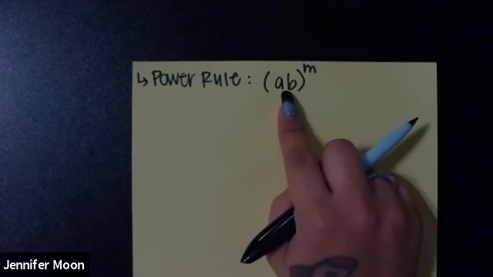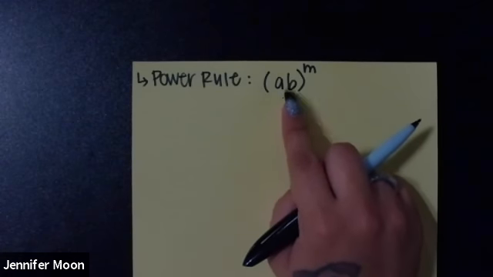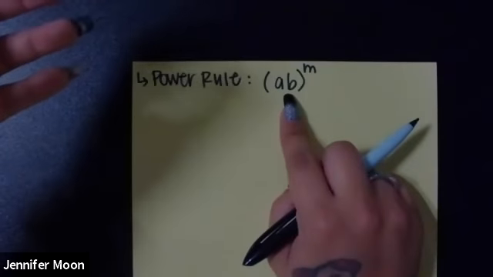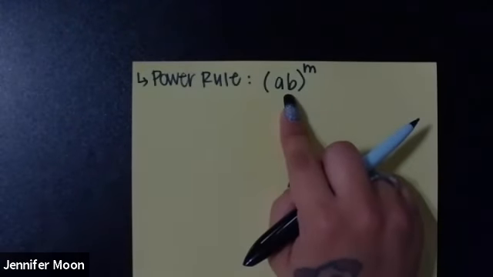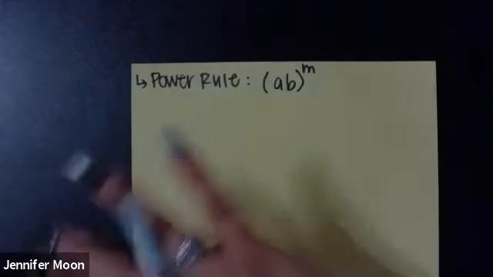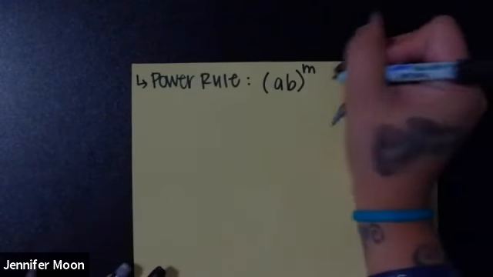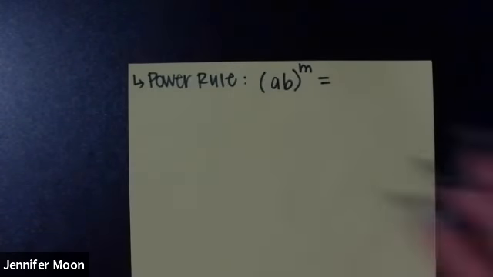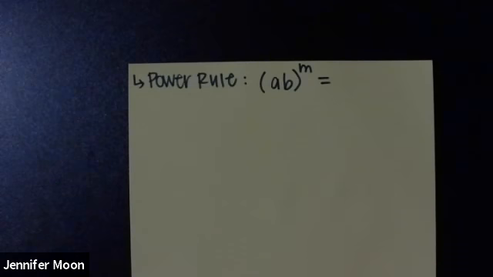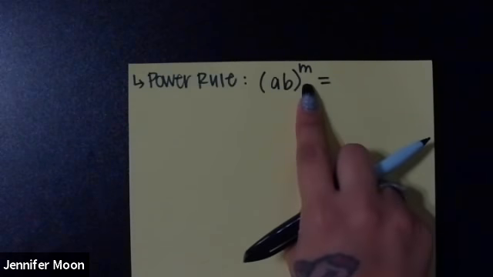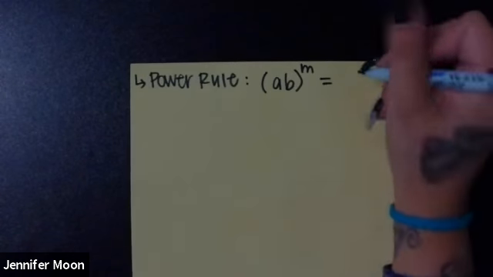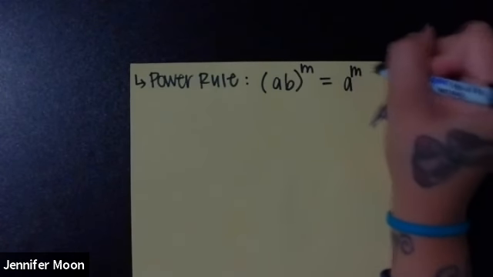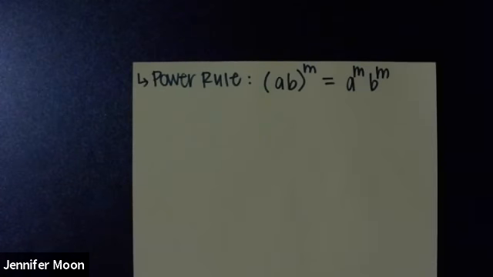This might look to some people like if I have two different things, I do this rule, right? But you could have A, B, C, D, E. You could have a number of things. This rule is just letting you know, this is what you do if it's in this format. It's just different things going on inside of parentheses, all being raised to a power. What you do is everything inside of the parentheses gets raised to that power.